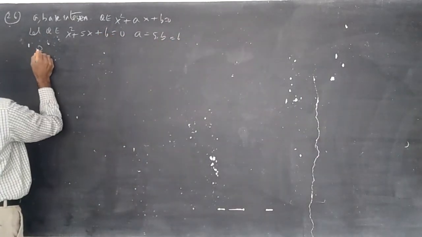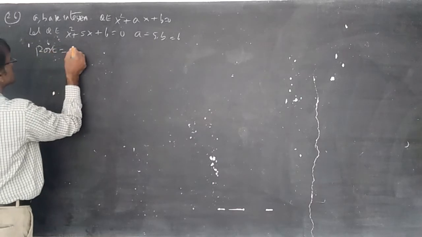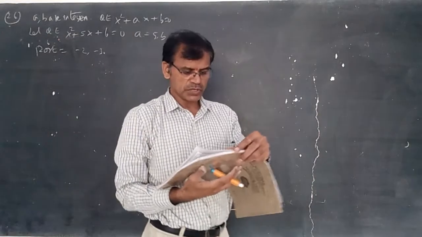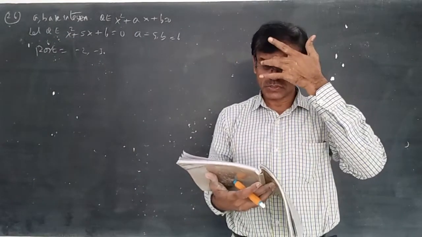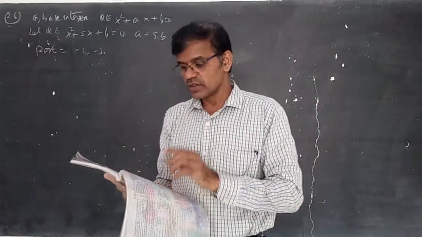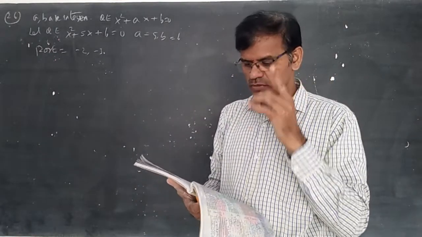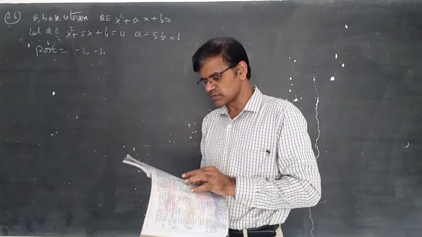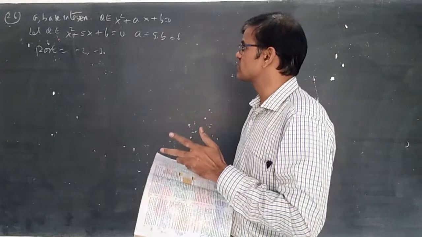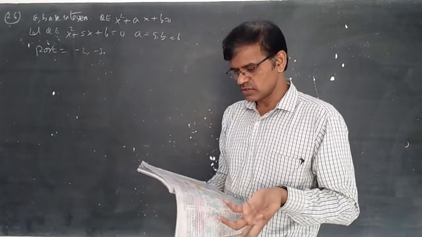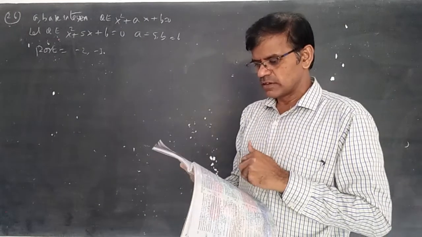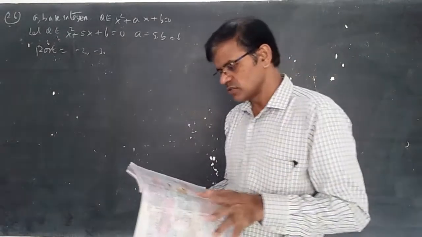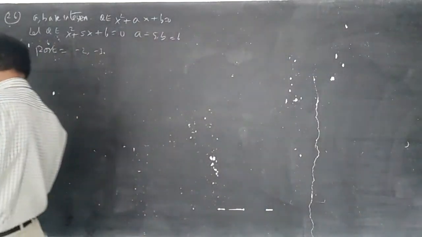So the roots of this equation are minus 2, minus 3. So no need to put rational. A and B are integers, and the roots of x square plus ax plus b are rational, then the roots must be integers. I have taken integers A, B and I got roots that are integers. But we did not get roots as rational. So it is wrong. Statement 1 is false.